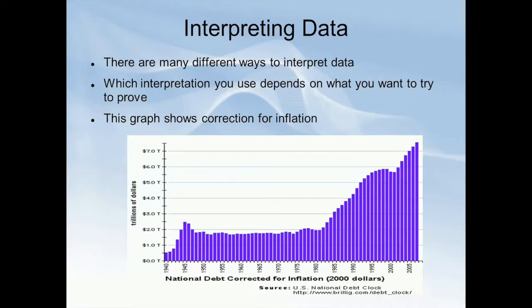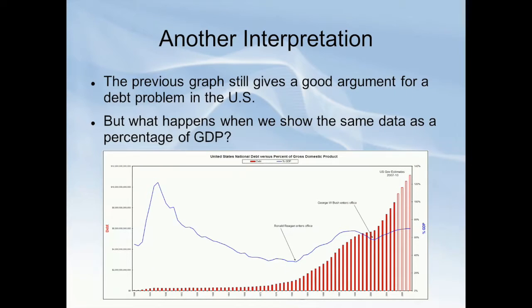Let's talk about interpreting data. There are many different ways to interpret data, and whichever interpretation you use depends on what you're trying to prove. The graph below shows the national debt corrected for inflation. Suddenly, the problem doesn't seem as bad as the graph on the previous slide. Here's yet another graph of the national debt. This time, the national debt is represented as a fraction of the GDP, or gross domestic product. The GDP of a country gives an indication of how big its economy is.